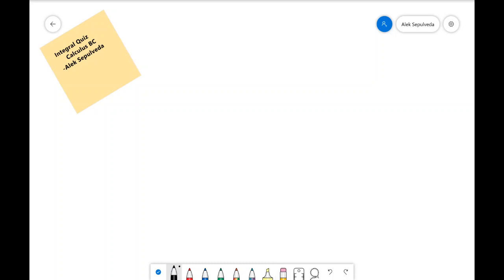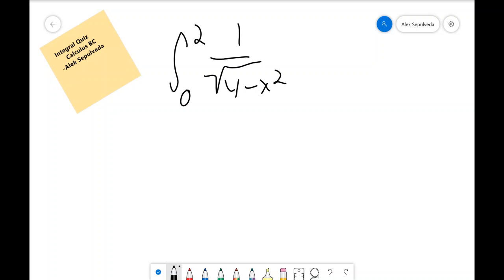So we are given the expression, the integral from 0 to 2 of 1 over square root of 4 minus x squared. Some people may recognize this as an identity. This is the arcsine, and because of this value, it's going to be over 2, which is the square root of 4. So it's going to be x over 2.